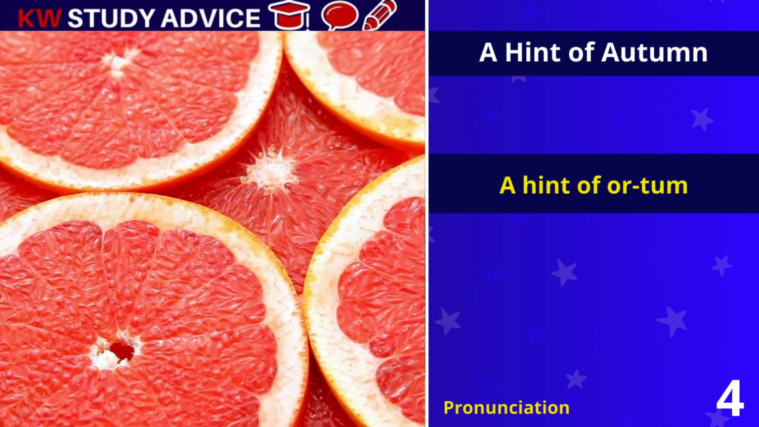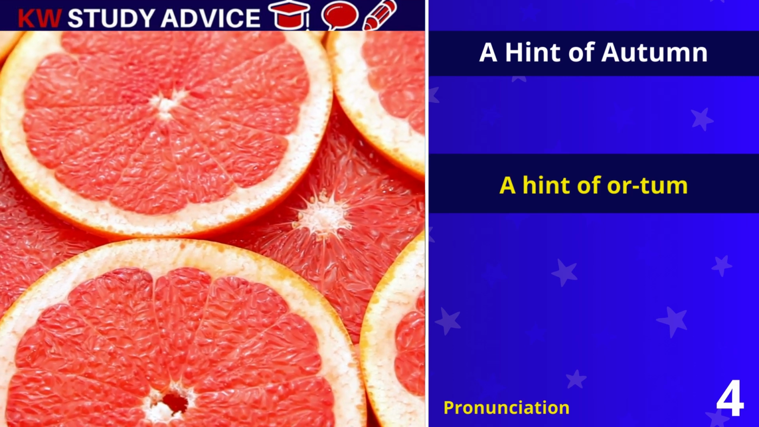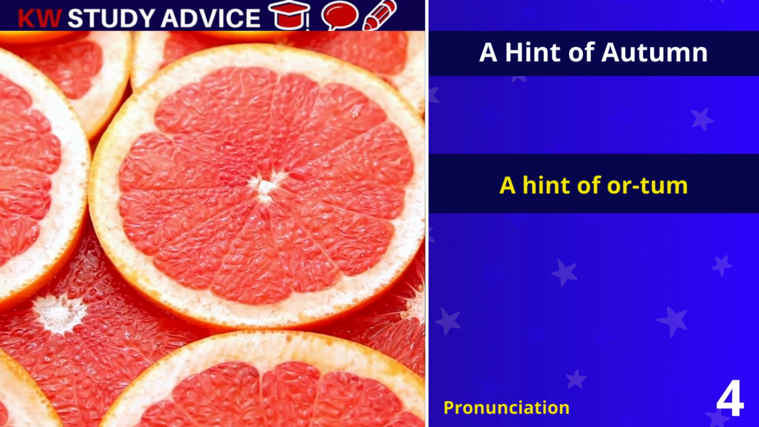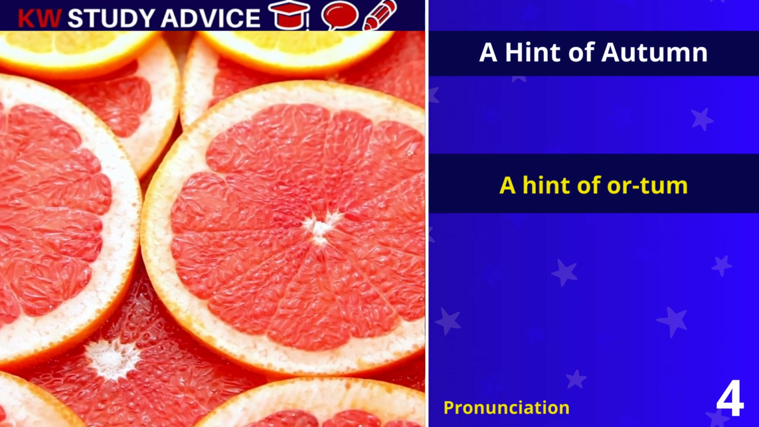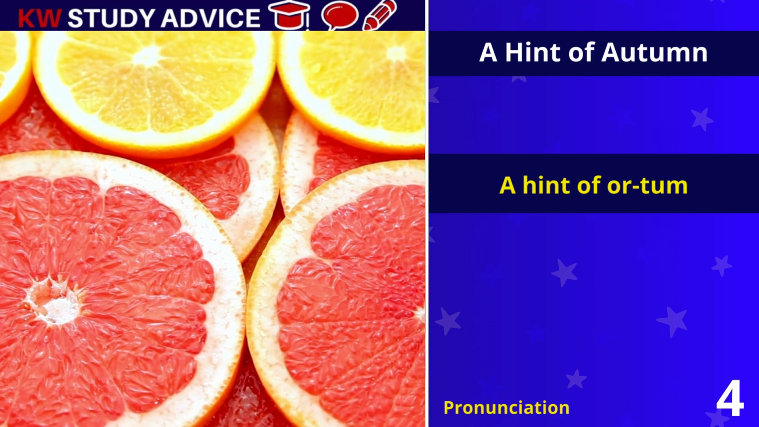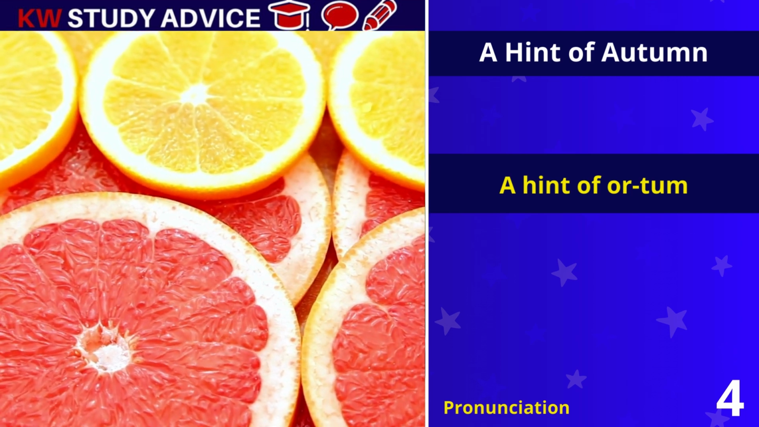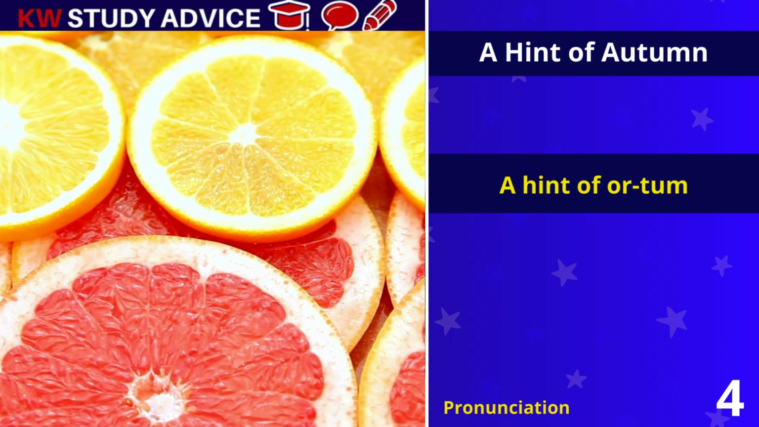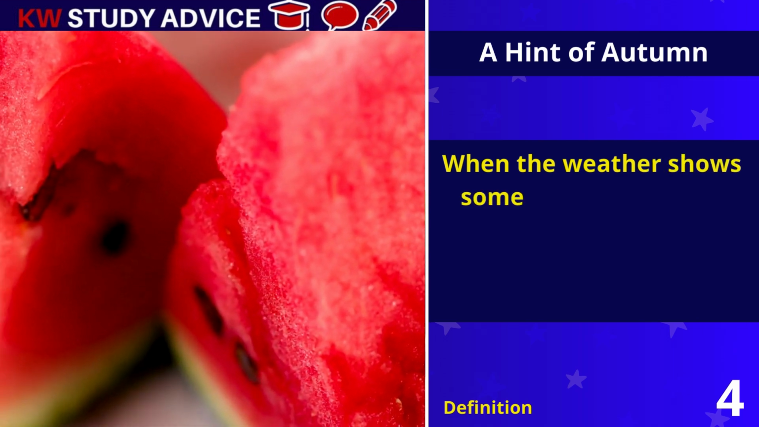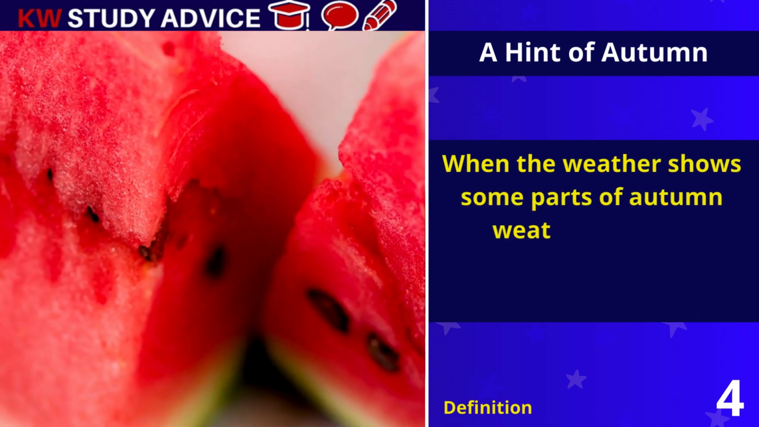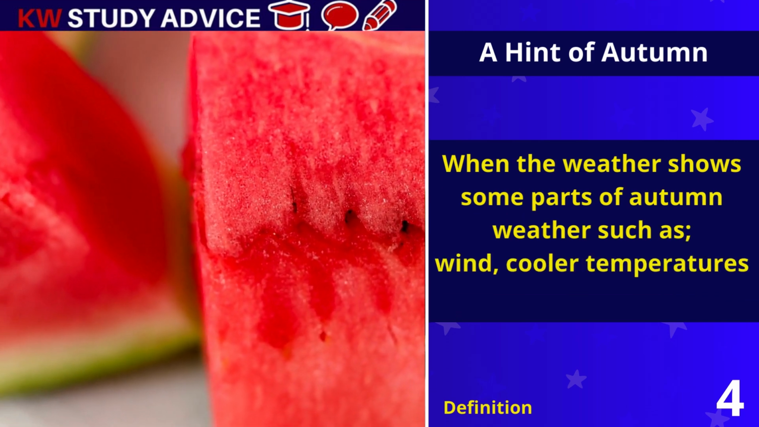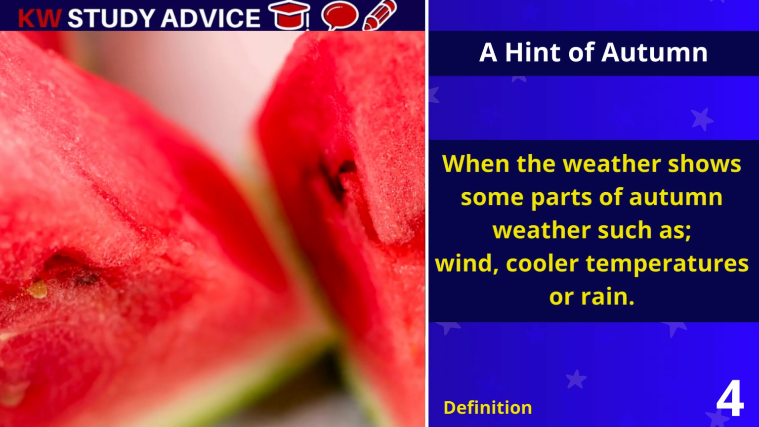A hint of autumn. Great. And again, a hint of autumn. Fantastic. So let's see how we now define a hint of autumn. This is when the weather shows some parts of autumn weather, such as wind, cooler temperatures, or rain.